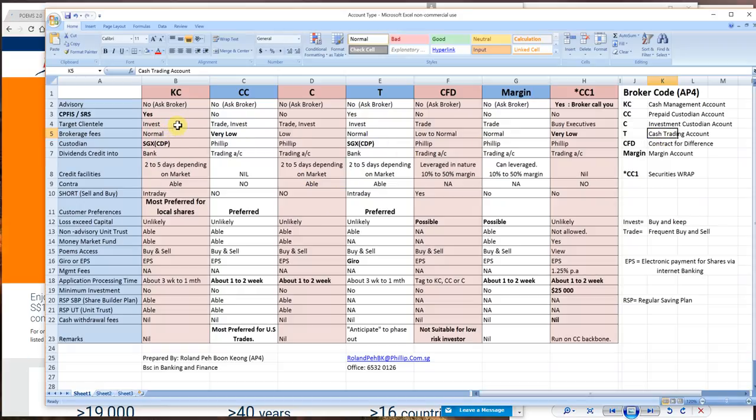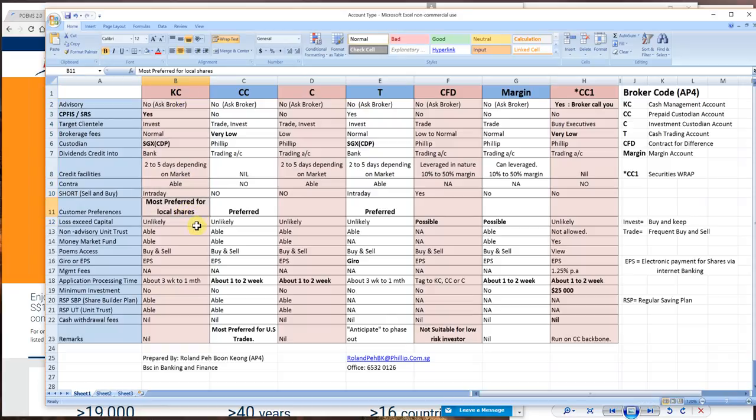Let's start off with the KC account. A KC account, or cash management account, is linked to a CDP, Central Depository, and the dividends are directly credited to your bank. There are credit facilities so that you can buy shares and make payment later. Sometimes people do contra trades, and sometimes they also short sell and buy back on the same trading day. This used to be the most preferred kind of account.